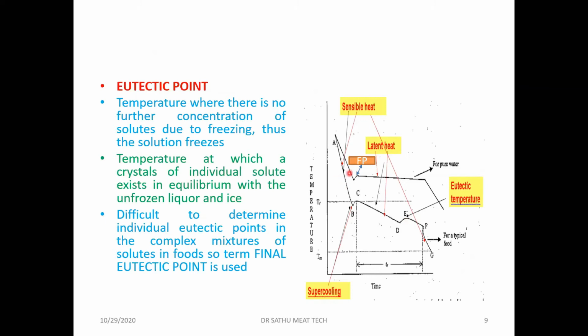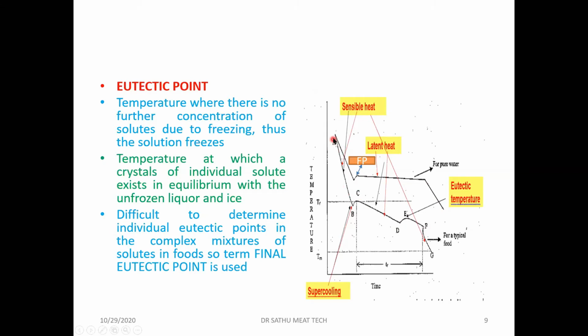Here we can see the comparison of pure water and the mixture of water plus solute, which we see in most food materials. This is the pure water. The sensible heat is reduced, and as the sensible heat reduces, supercooling takes place. Then ice formation begins, so the latent heat of fusion comes in, and it stays at a constant temperature for a long time, where most of the ice is formed. Then the temperature reduces to the surrounding room temperature or the freezer room temperature. So this is for pure water.